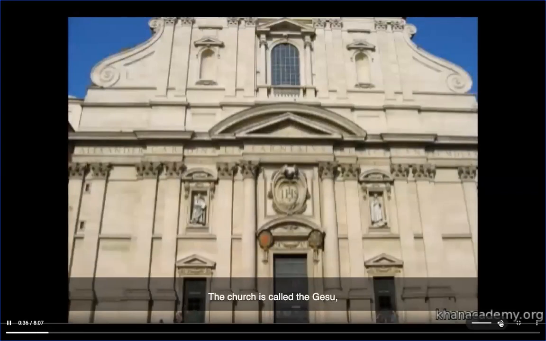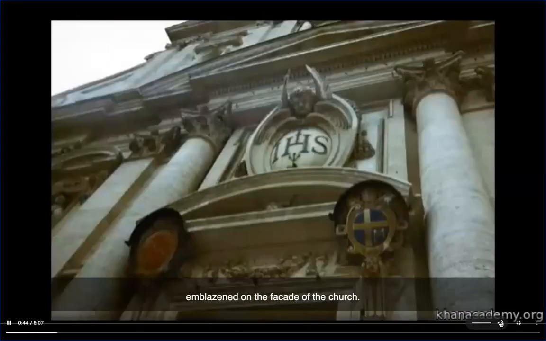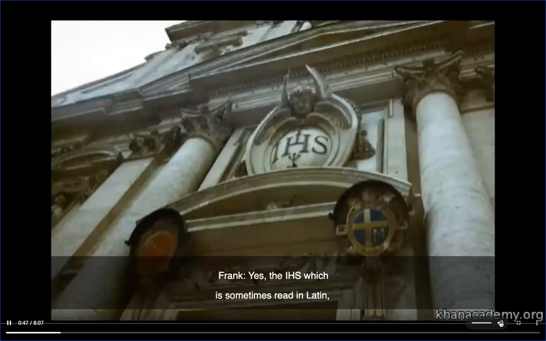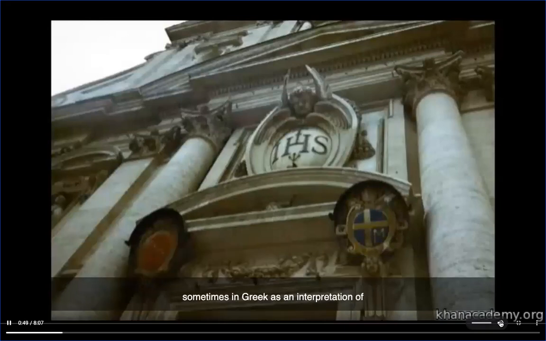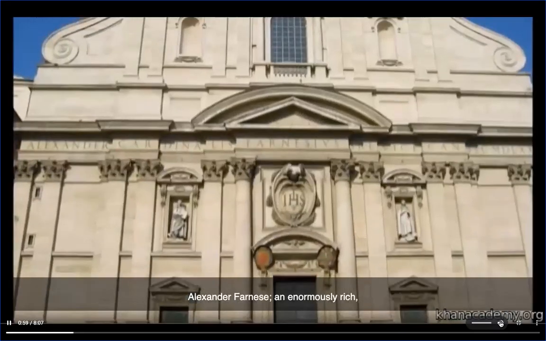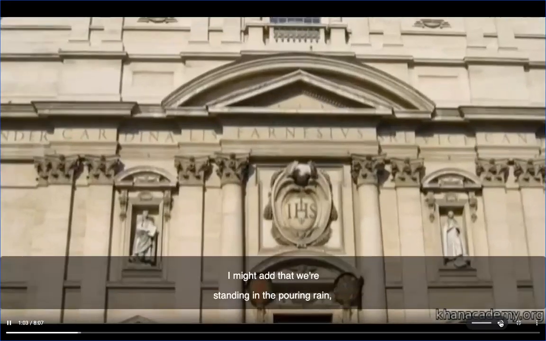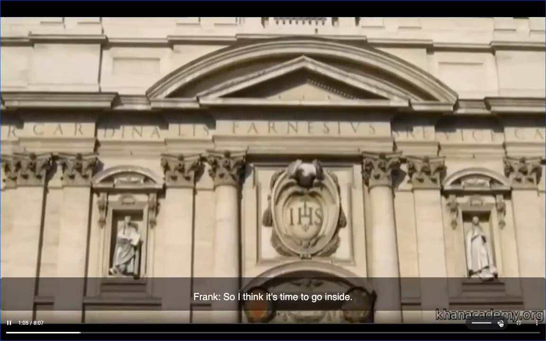And the church is called the Gesù, which simply means Jesus. And this is a glorification of the name of Jesus. And you can actually see it right there emblazoned on the facade of the church. Yes, the IHS, which is sometimes read in Latin, sometimes in Greek, as an interpretation of the letters of Jesus' name. We also see the name of the patron. The name of the patron is very important. Alessandro Farnese, enormously rich, powerful, and art-loving cardinal. I might have you standing in the pouring rain. Should we run inside? Yeah. I think let's run in.